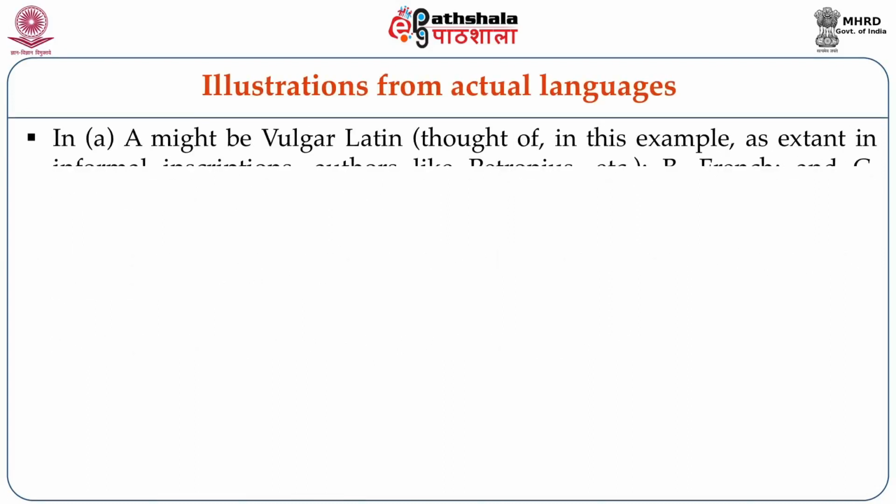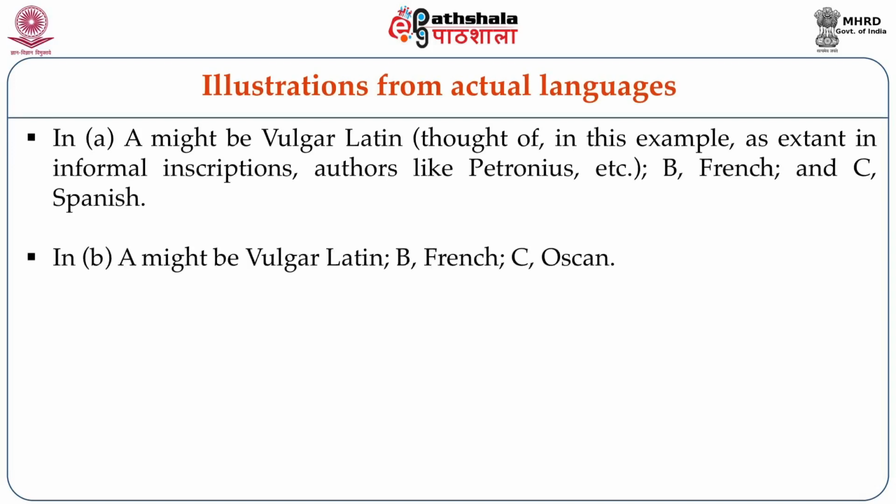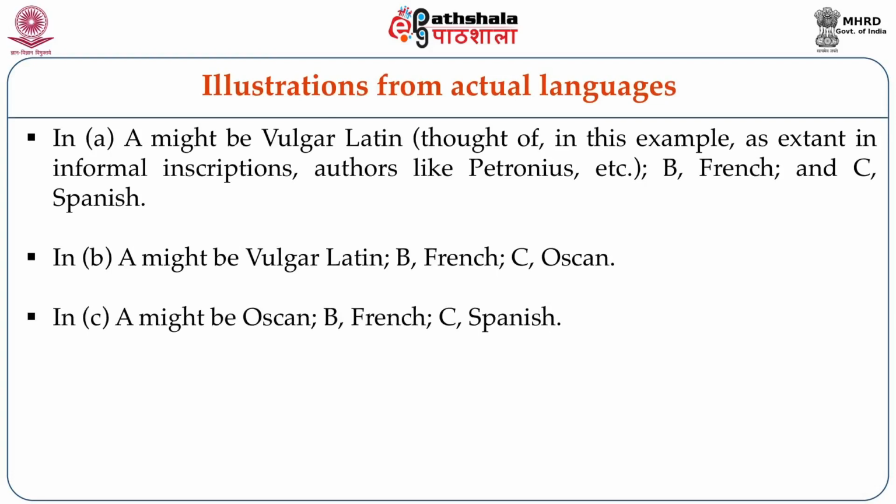A couple of illustrations from actual languages provided. In A might be Vulgar Latin, thought of in this example as extant in formal inscriptions, authors like Petronius, etc. B, French, and C, Spanish. In B, A might be Vulgar Latin, B, French, C, Oscan. In C, A might be Oscan, B, French, C, Spanish.